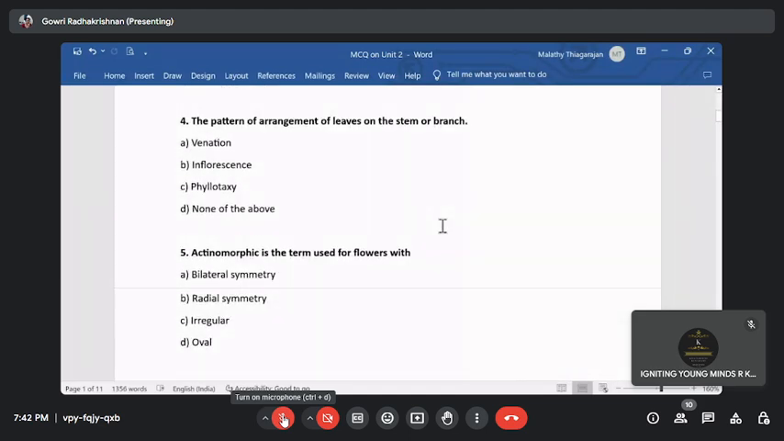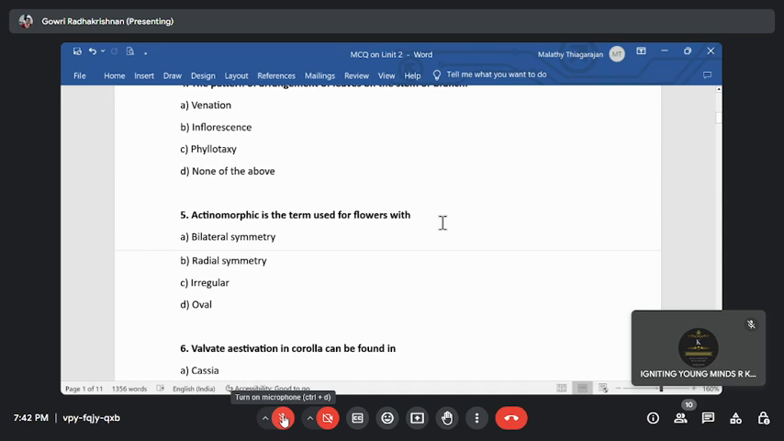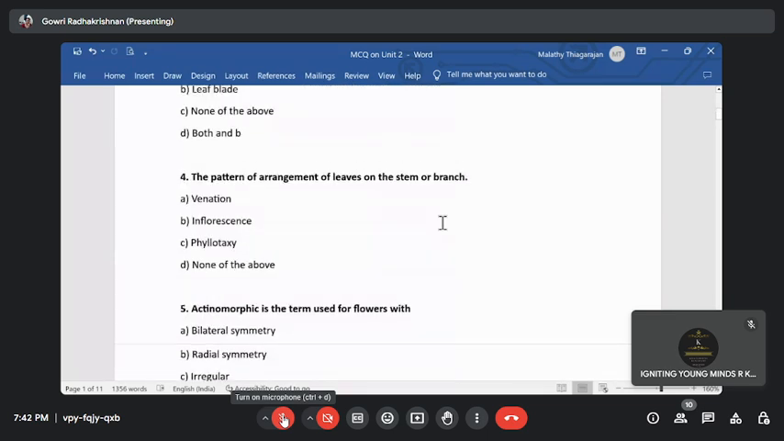Now, fourth one. The pattern of arrangement of leaves on the stem or branch. Option C, ma'am. Option C. C for cat. Yes. Phyllotaxy. That is the answer. Pollination and inflorescence are not arrangements of stem and branch. Inflorescence is the arrangement of flowers and flowerlets.